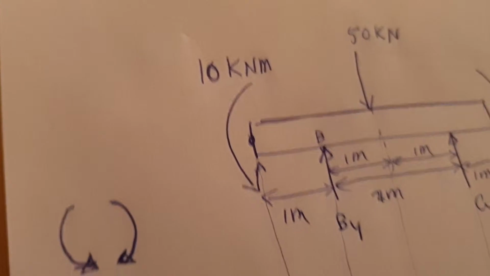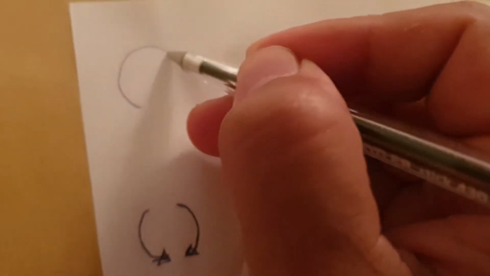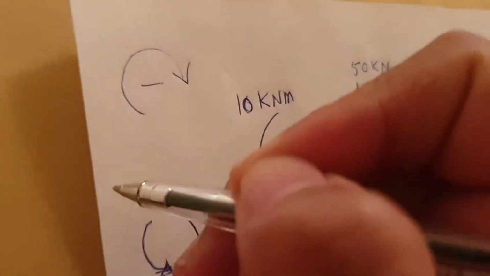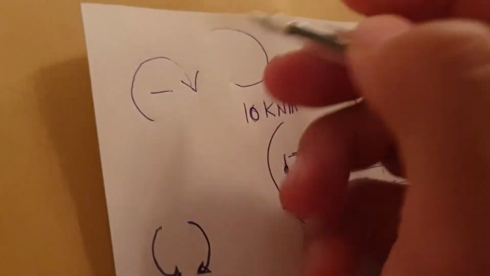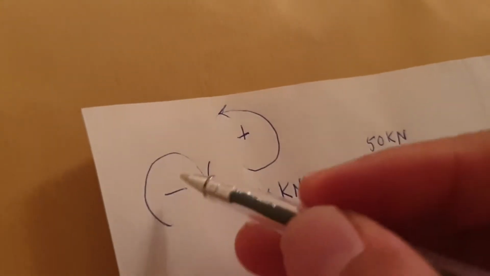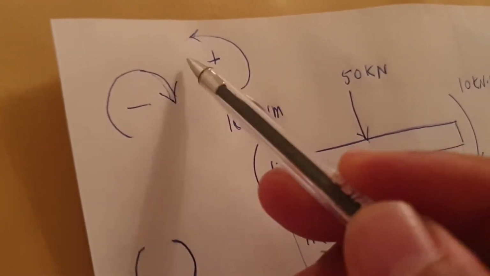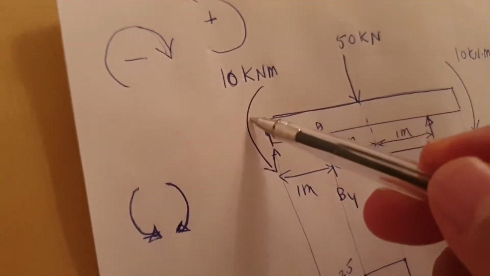The way we deal with these moments is to find out if they are positive or negative. Let's assume that if it is going clockwise, it is negative. Clockwise, negative. Anti-clockwise or counterclockwise is positive. These are the two important concepts. Clockwise, negative; counterclockwise is plus.